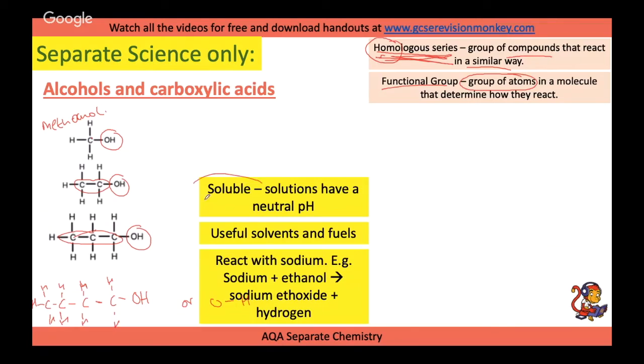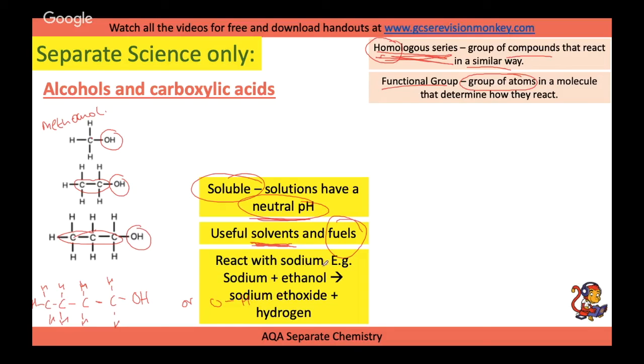When they dissolve, they are soluble. When they dissolve, their solutions have a neutral pH. So there might be a question asking you to identify whether something is an alcohol or not with a table of information. If it's got a neutral pH, it's an alcohol. It's a useful solvent. So we can use it, for example, in chromatography, like we discussed right at the beginning, or in fuels like spirit burners you may well have used in the lab with ethanol and methanol in.